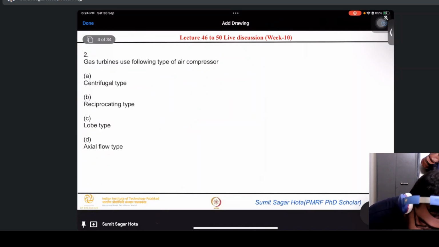Next is: gas turbine uses the following types of air compressor. Okay, gas turbine. Now I show you the airplane, and an airplane also uses what? Gas turbines. Very lightweight gas turbines are there. So if in airplanes gas turbines are there, and again the question asks what gas turbine uses, the answer should be axial flow compressor.